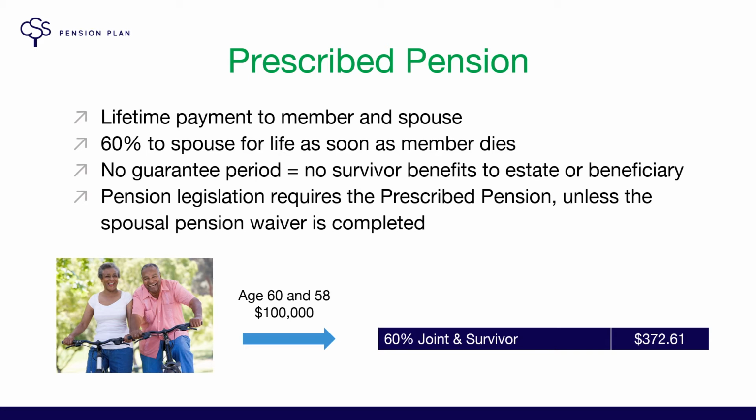In our example, you would receive $372.61 monthly for as long as you live, and upon your death, your surviving spouse would receive 60% of the $372 monthly for their lifetime. There is no guarantee period under the prescribed pension, so there are no survivor benefits to your beneficiaries or estate once both you and your spouse have passed away.